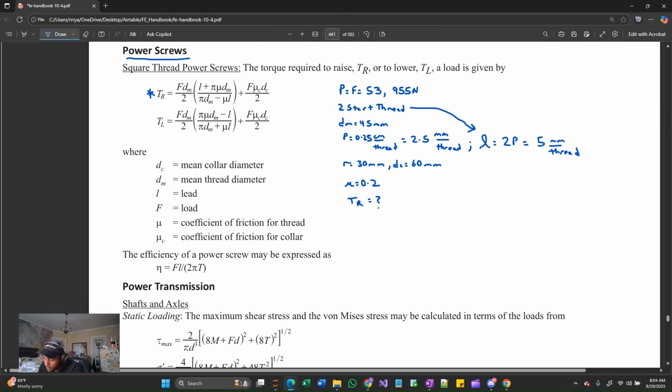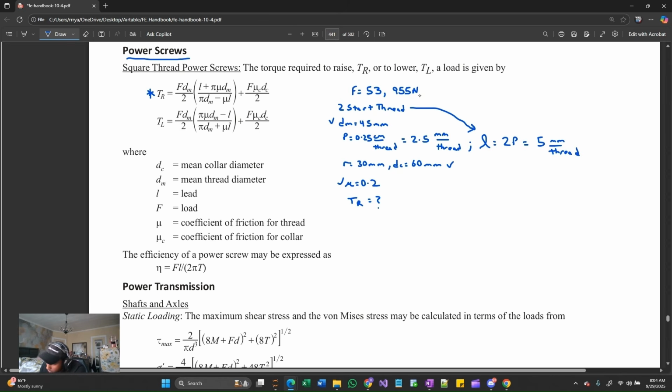And we pretty much have everything that we need. We have the mean thread diameter here. We have the collar diameter. We have the friction coefficient, the load that we have over here. Let me erase this P. I'll just call it F here, like they do in the reference manual.